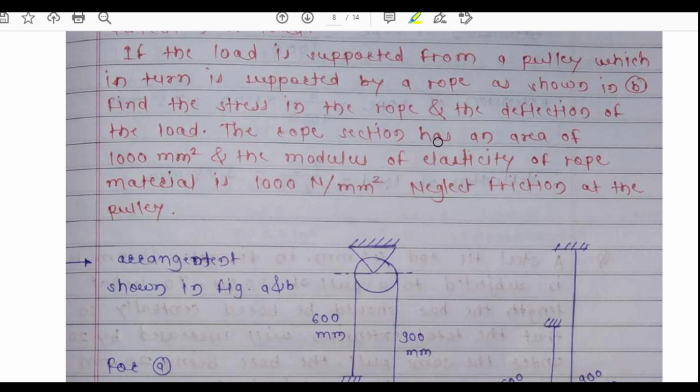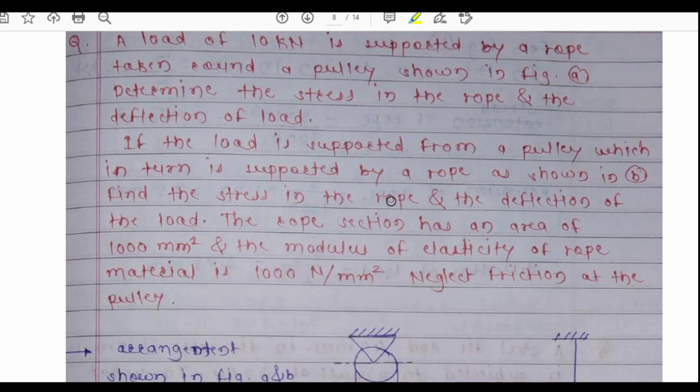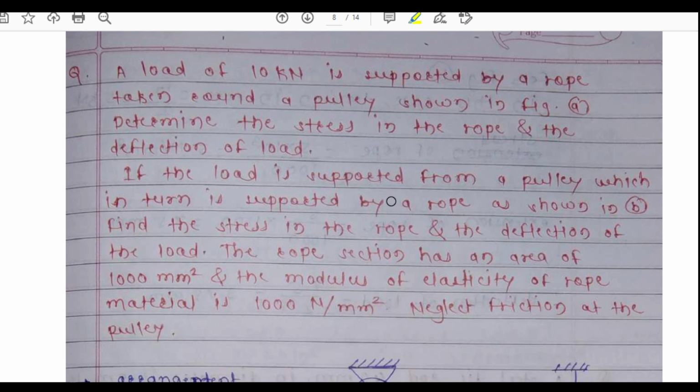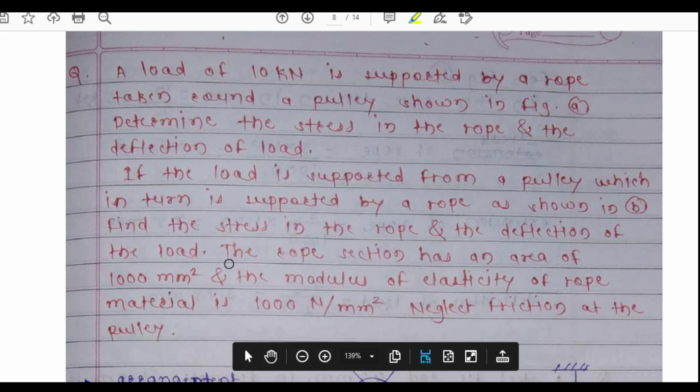The rope section has an area of 1000 mm square, and the modulus of elasticity of rope material is 1000 newtons per mm square. Now here we have to neglect the friction at the pulley. The first condition, from figure A we have to determine the stress and the deflection of load, and from figure B again we have to find out the stress and deflection of the load.